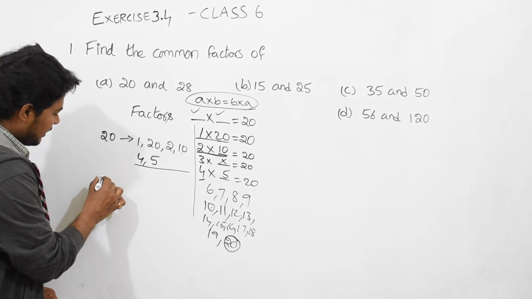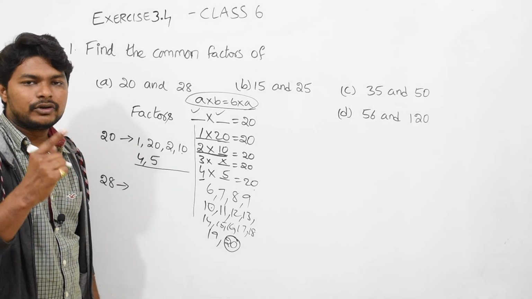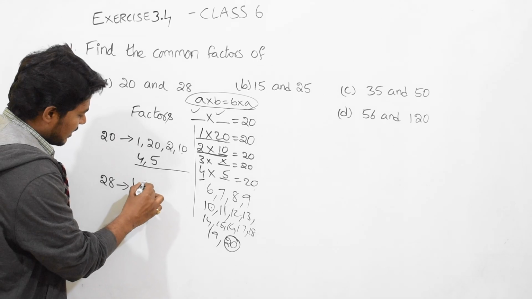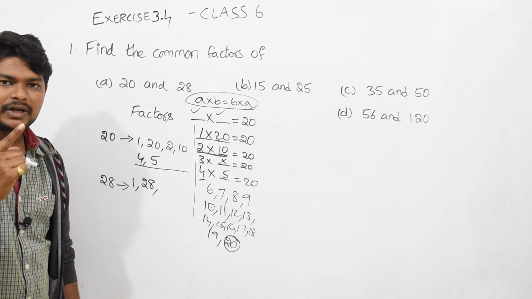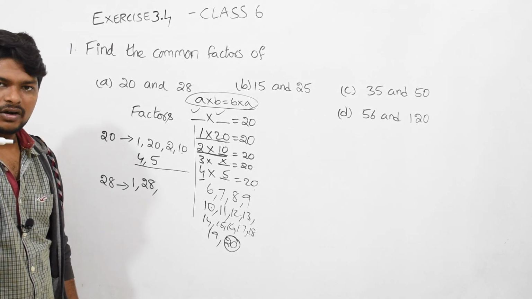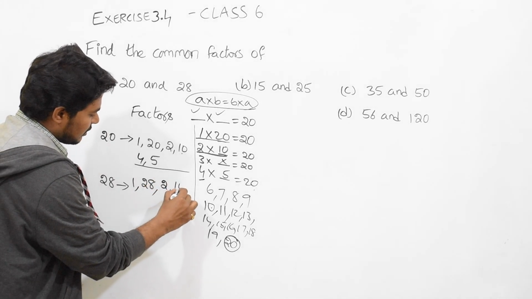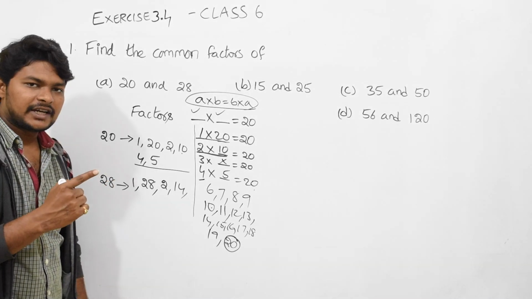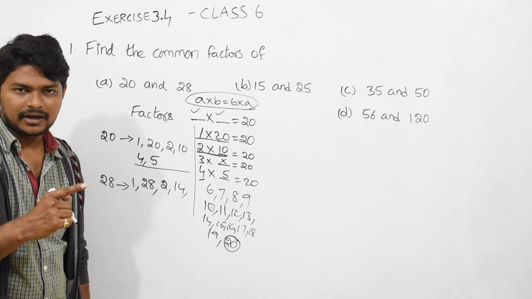Likewise, we do factors for 28. 1 into 28 equal to 28, right? So 1 will be a factor, 28 will be a factor. Likewise, 2 into 14 is equal to 28, or 14 into 2 equal to 28. So 2 will be a factor, 14 will be a factor. Next 3. In the 3 table 28 will not come. 4 table 28 will come.